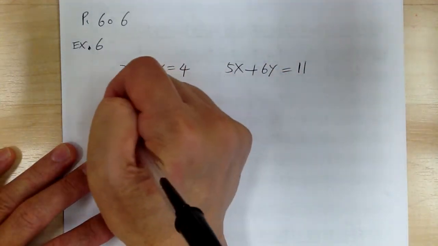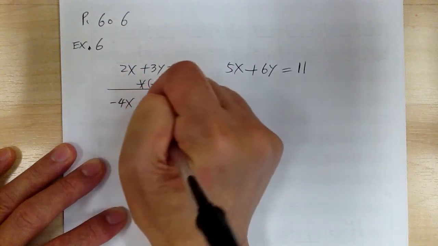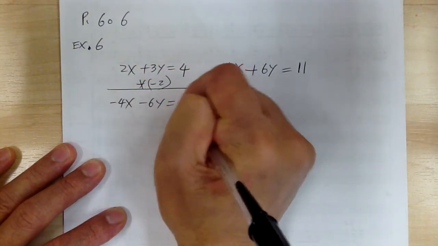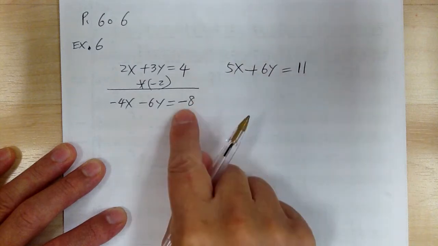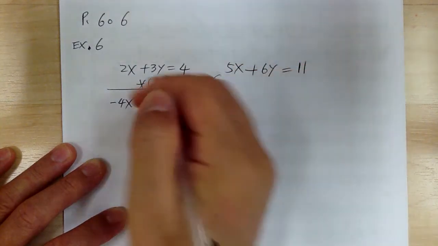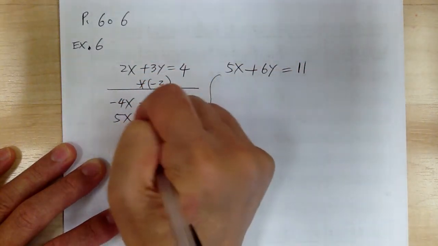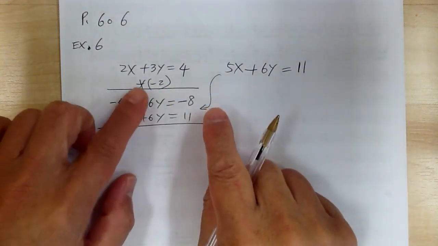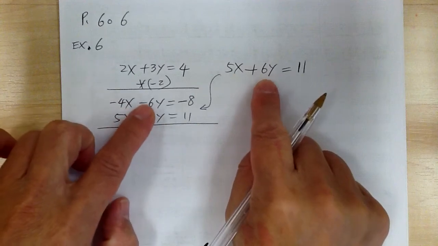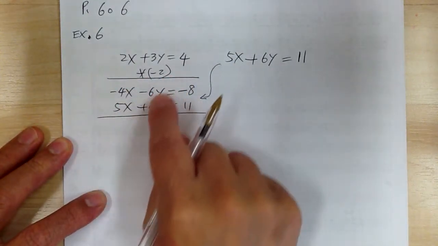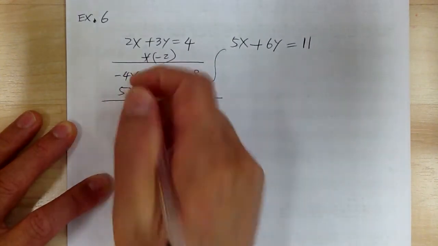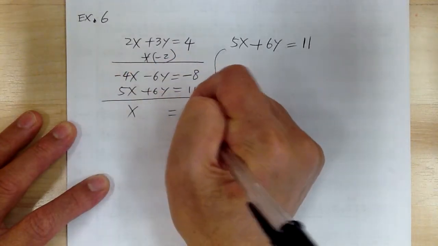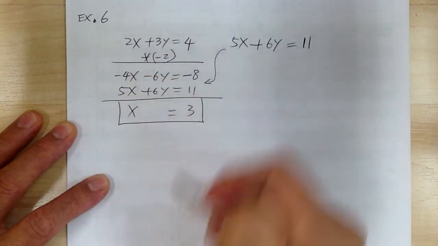So multiply everything, and you get -4x minus 6y equal to -8. And I'm going to put this under here. So I get 5x plus 6y equal to 11. Again, the reason for that is so that it will become opposite, so that when you add, it will cancel out. So when you add, you get x equal to 3. And that's it for x.